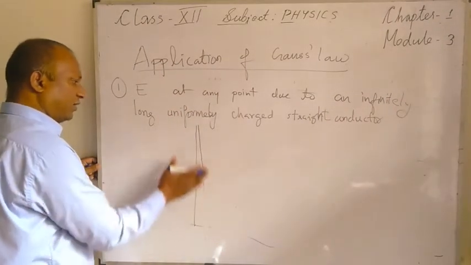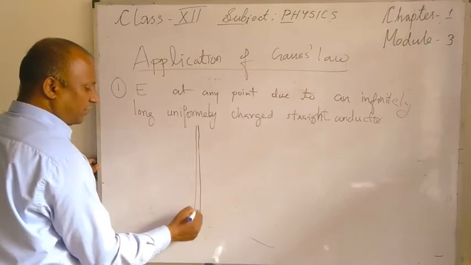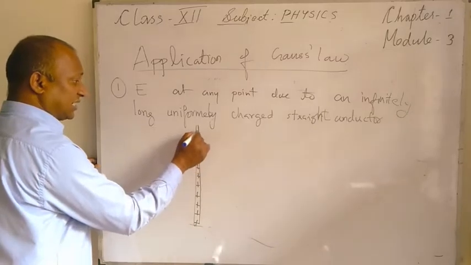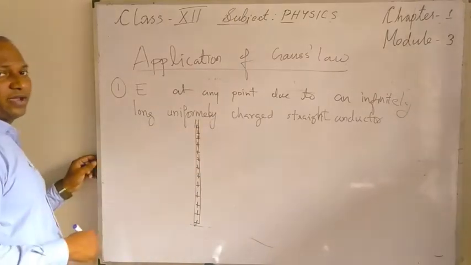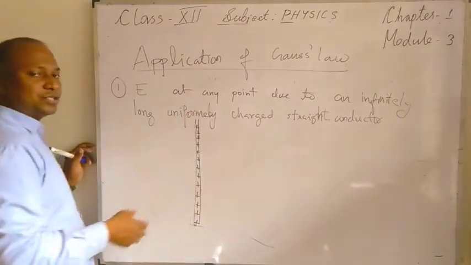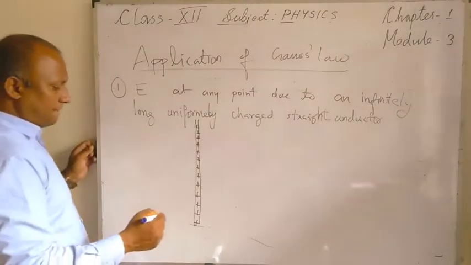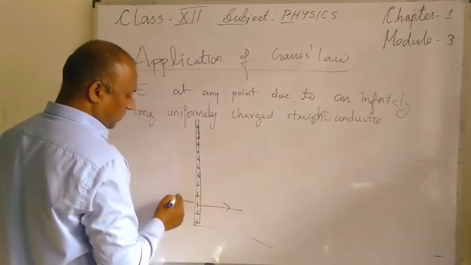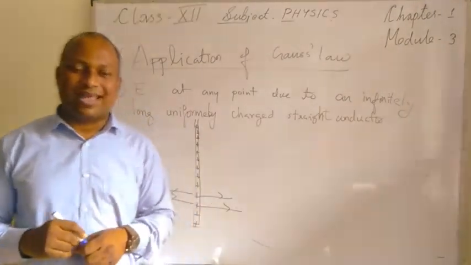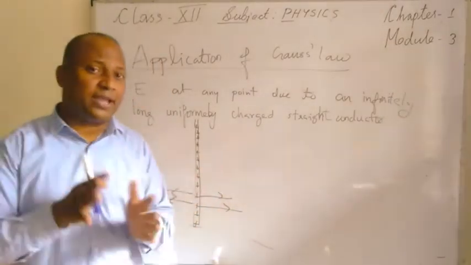So we have an infinitely long conductor, it does not end here, but it is uniformly charged, which means it has a constant charge density. Its charge density is the same everywhere. So uniformly distributed charge is here. And if we try to figure out the electric field lines, they will be emerging in all possible directions in 3D space.